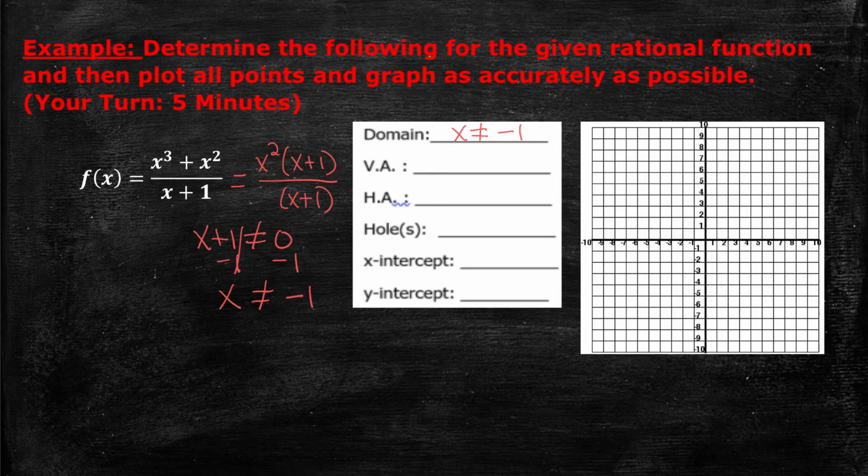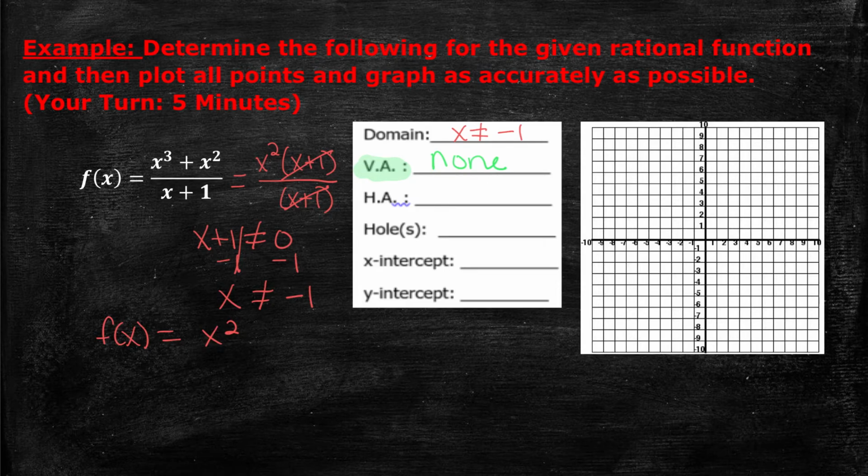Then we're going to cancel. So now we're going to cancel any common factors, which the x plus 1 cancels. So our simplified function is f of x equals x squared. Okay, so now we're going to find out what our vertical asymptote is. The vertical asymptote comes from whatever is left in the denominator. Well, there's nothing left in the denominator, and so there will be no vertical asymptote.